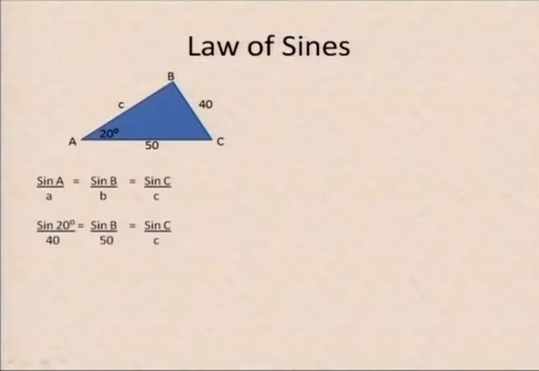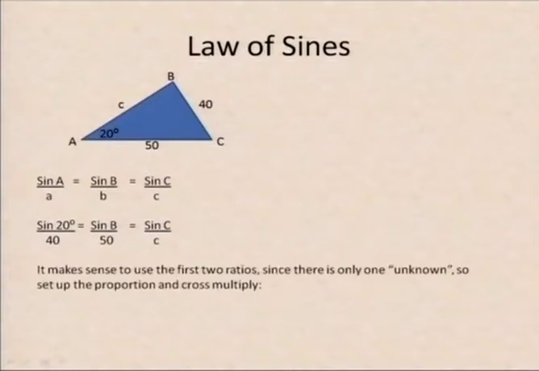So when we set it up, it looked like sine 20 degrees divided by the length of 40 is sine of angle B divided by the length of 50. And then we got that sine C over little c over there on the right side, which doesn't do us a whole lot of good right now. If you're going to solve a proportion, you can only solve it with 4 things if you've got 3 of them. So it would make most sense to use the first 2 ratios because there's only one unknown, and that's angle B. It wouldn't make sense to use the second and third or the first and third because there's too many things we wouldn't know.